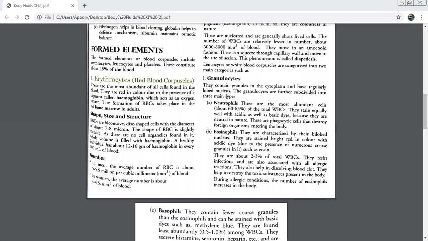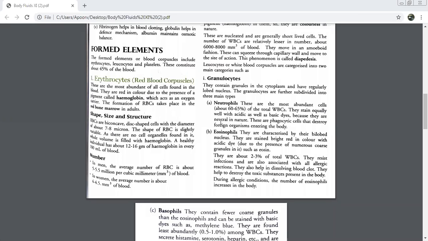Multi-lobed nucleus. Yes, beta, the nucleus is which kind of a nucleus? It's a lobed nucleus. Again, the granulocytes are further divided into three main types. The first are neutrophils. The most abundant cells here are neutrophils, 60 to 65% of the total WBCs. They stain equally well with acidic as well as basic dyes because they're neutral in nature.